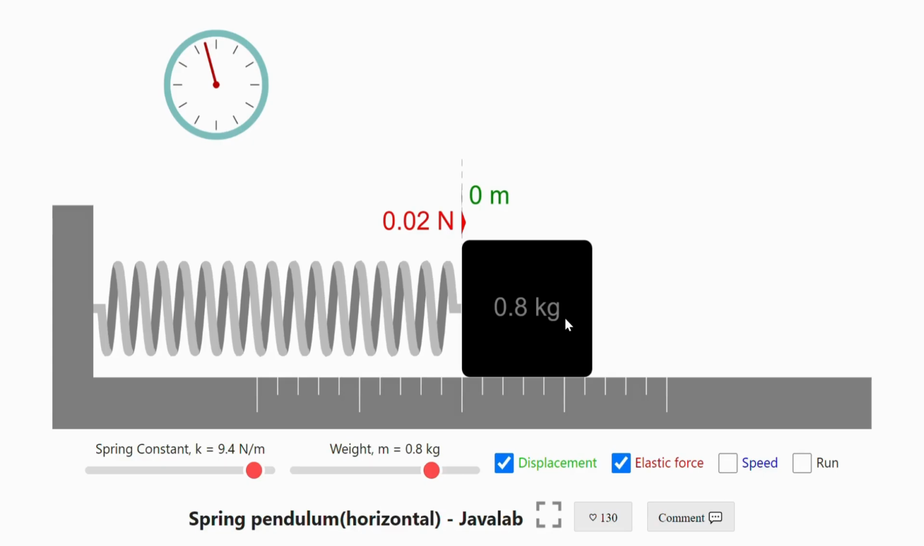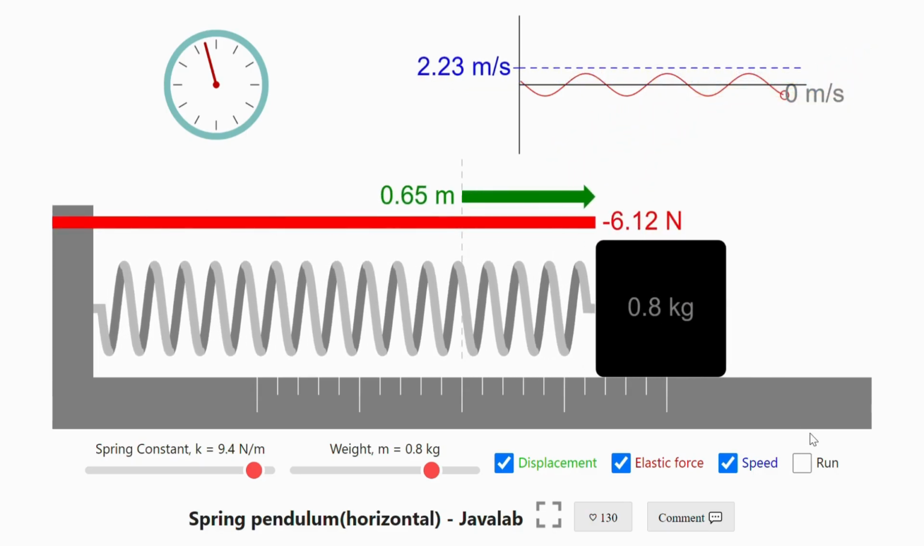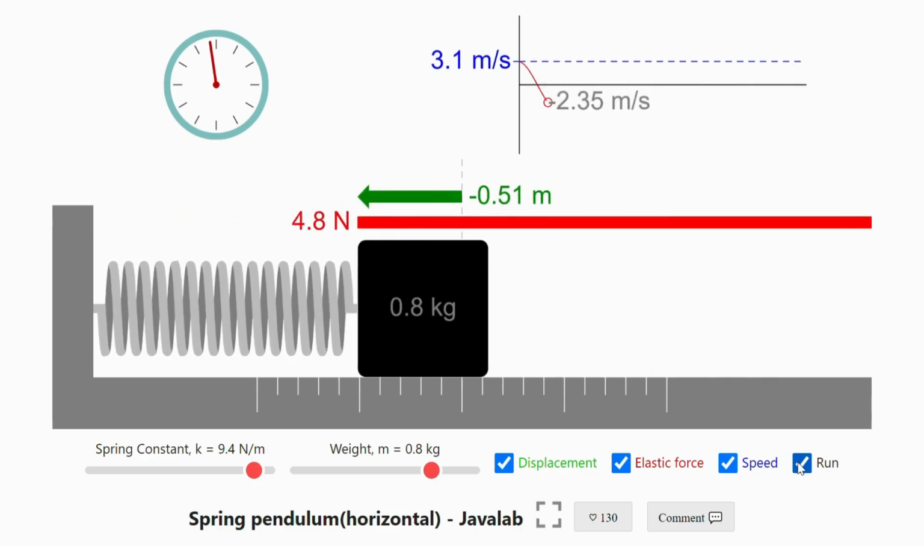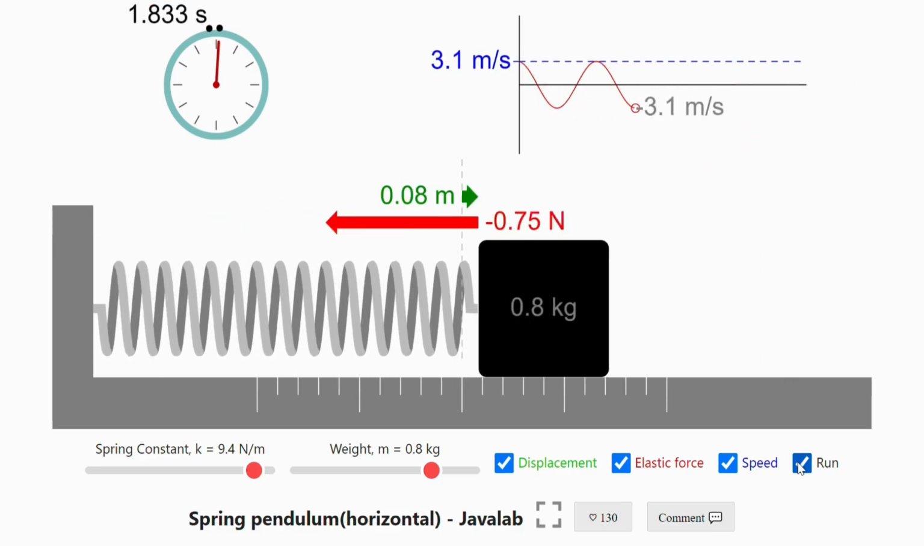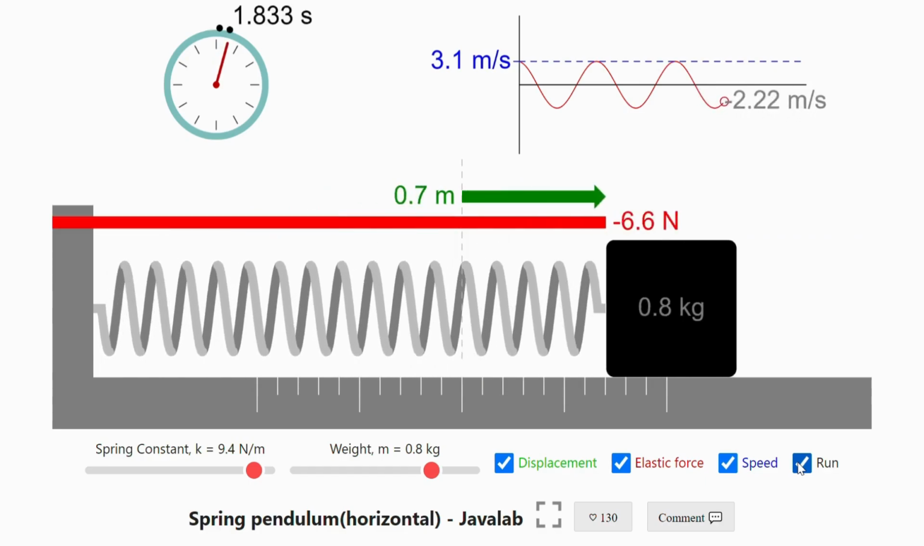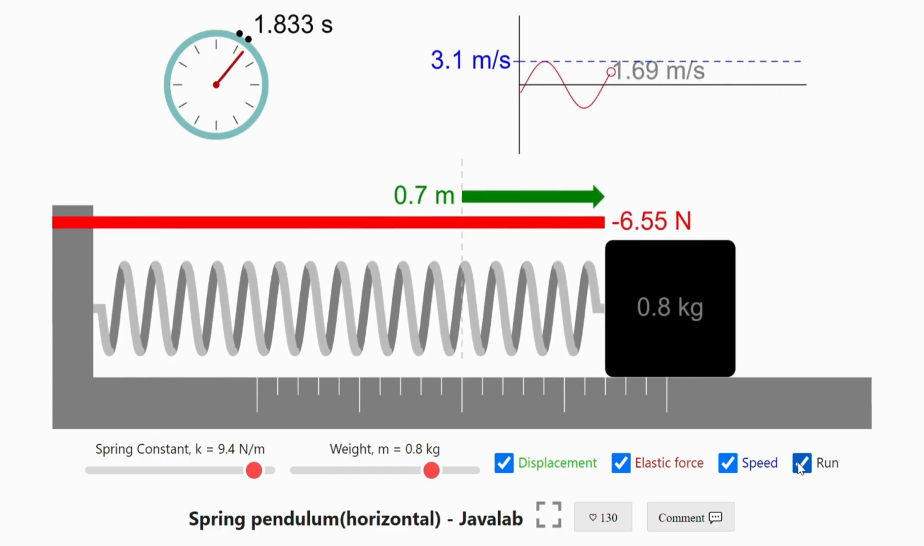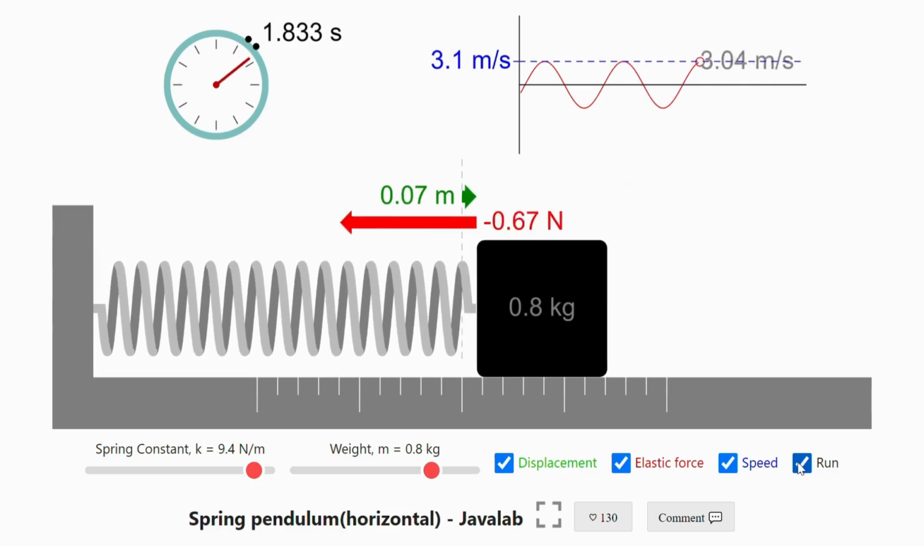Now, let's see the simulation using one of the free simulation websites online. When there's no friction, the spring will continue swinging forever and the energy is kept constant. This is what we call the principle of energy conservation.